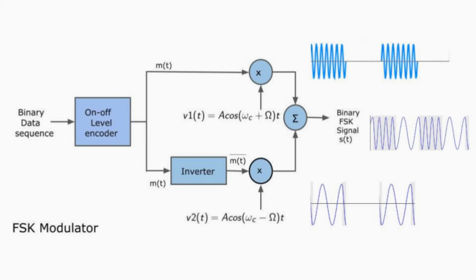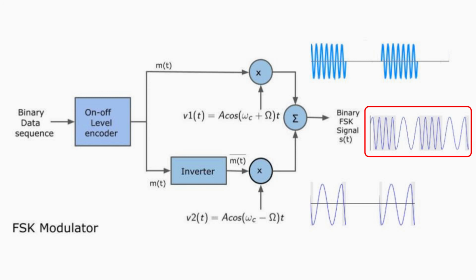The output of product modulator 1 is as shown. It is the product of the input bit stream and the carrier V1(t). Similarly, the output of product modulator 2 is shown. It is the product of the inverted bit stream and the carrier V2(t). These two outputs of the product modulators are further applied to the summing circuit and the output is the binary frequency shift keying signal.